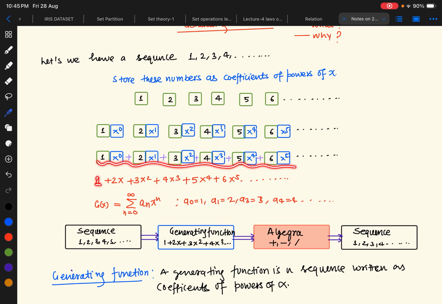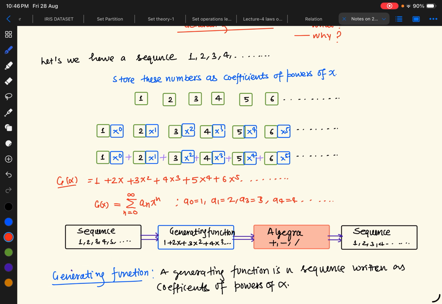What we get: 1 plus 2x plus 3x square plus 4x cube. This is the expression we got, and this is what we call a generating function. I can write this as equal to g(x), and this is nothing but a generating function.